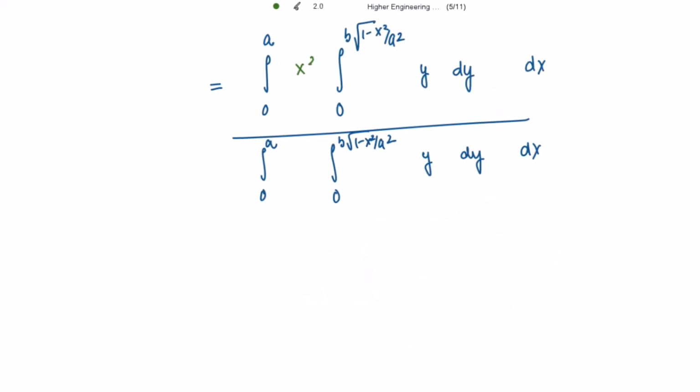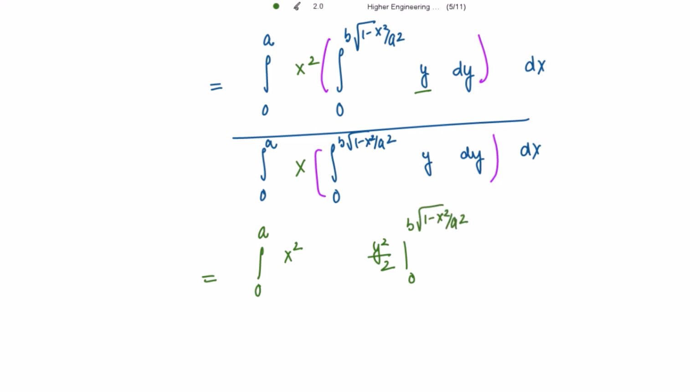So writing here x square and here x. Let's integrate this inner integral first. Integration of y with respect to y is y square by 2. So this is y square by 2 and the limits from 0 to b into square root of 1 minus x square over a square, and here we have dx divided by 0 to a x.